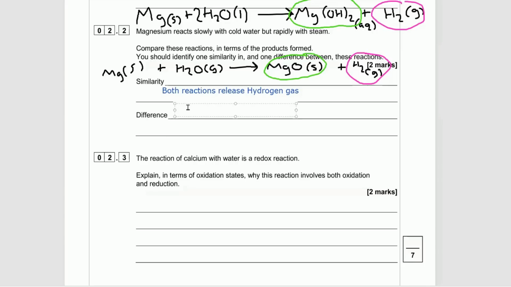Right, what's the main difference? All we have to do is say the difference here. The observations are quite difficult, so we're just going to say magnesium hydroxide. You don't have to do the formula. You could just write it formed with water, but with steam, MgO, magnesium oxide, is formed instead. Bosh. And that's going to get you the 2 marks there.